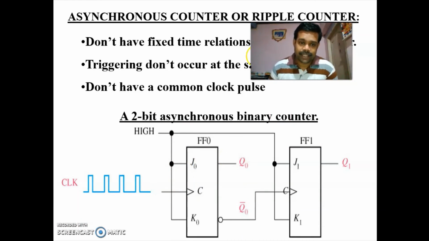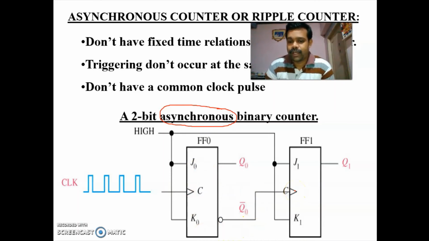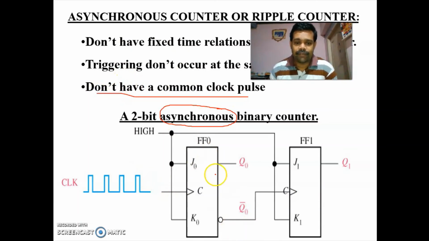Second one, since it is an asynchronous counter, you have given the clock directly to the first one, and for the second one you have taken the inverted output of the first one and connected it to the second one. So here you do not have a common clock, and the triggering will not occur at the same time. Then you have made the J and K inputs of both flip flops high. Now this is the clock. So clock is nothing but a square wave. Now we are going for the working.